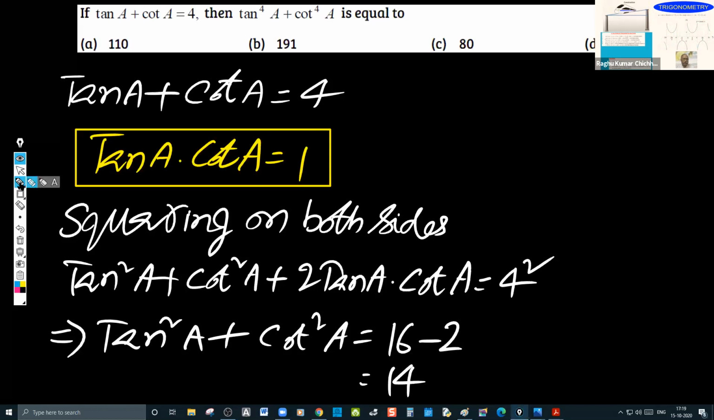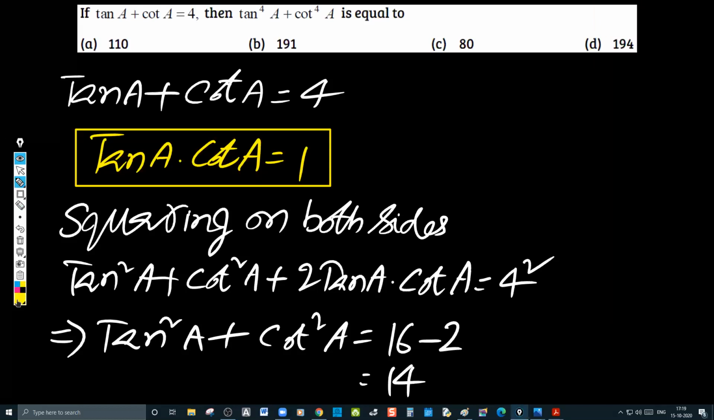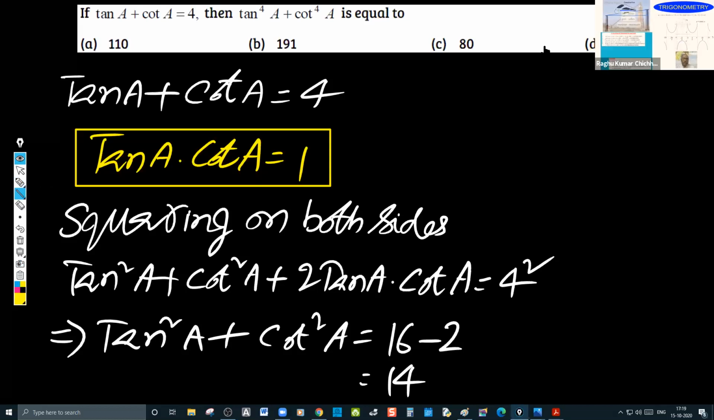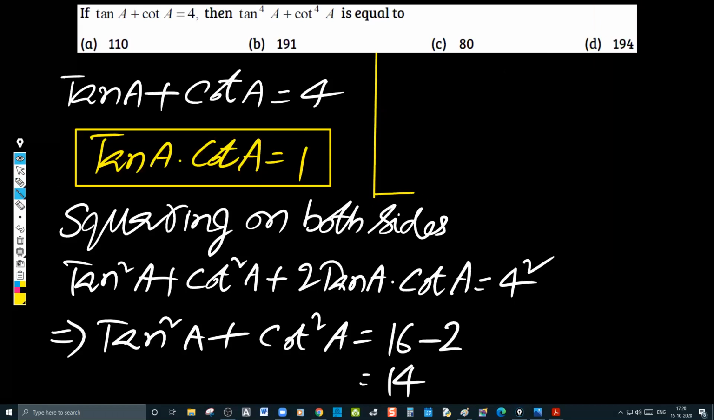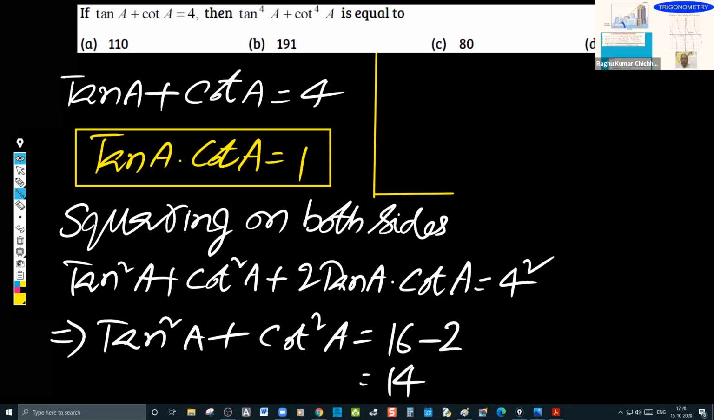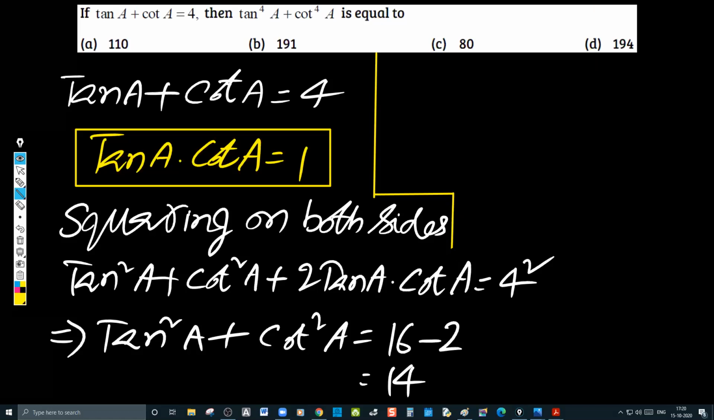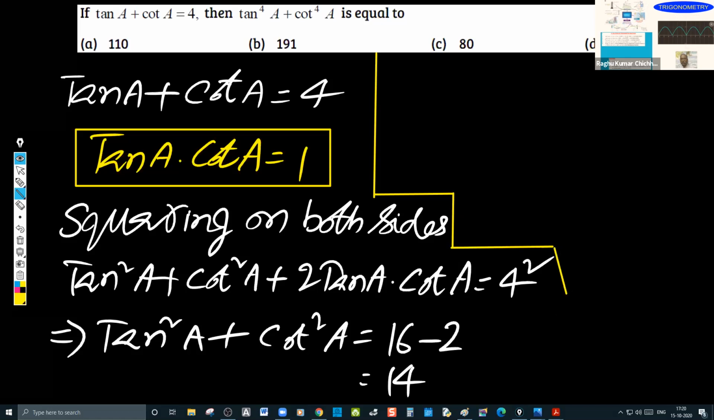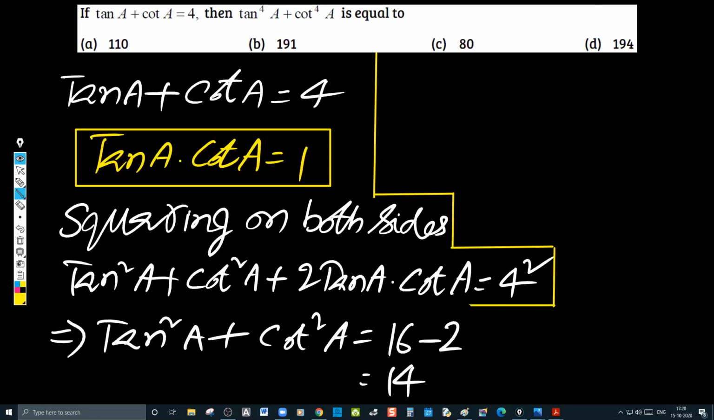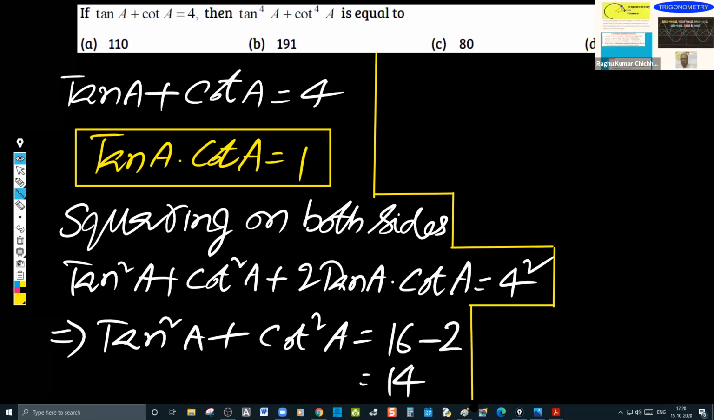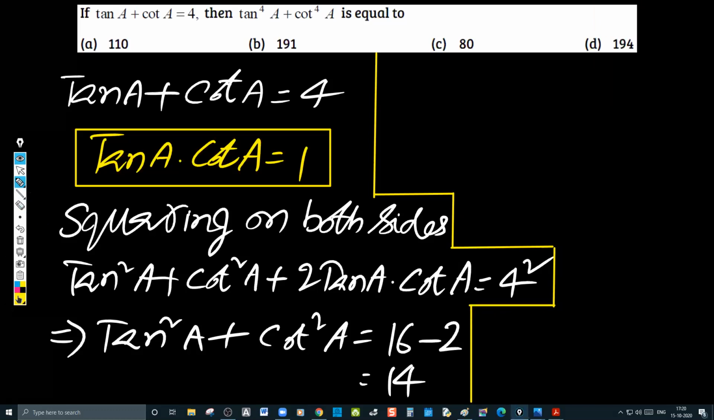Correct or not? Yes, sir. Now, next, Bhavita, next step, what is to be written? We need power 4 there. So what is the result we have got? Tan square A plus cot square A equals 14. What is that we need? Tan power 4A plus cot power 4A.